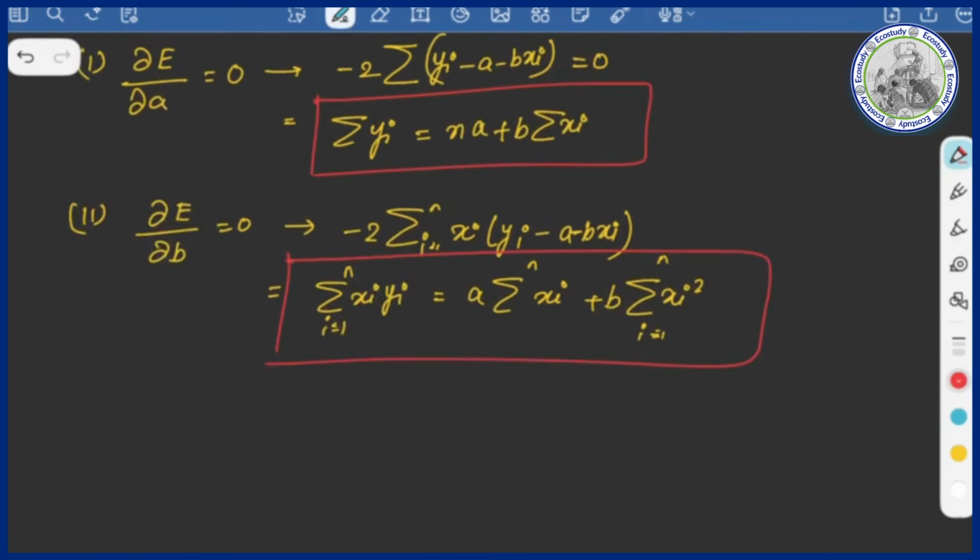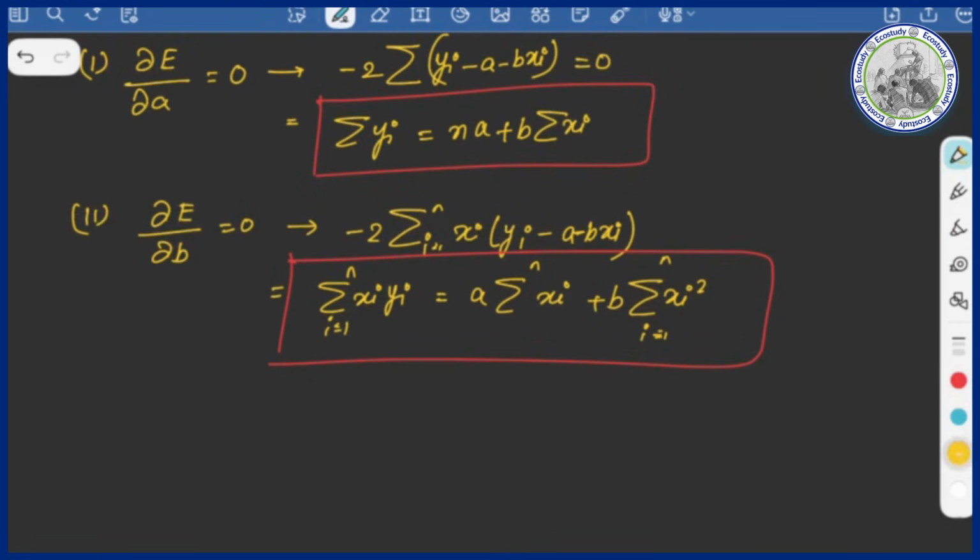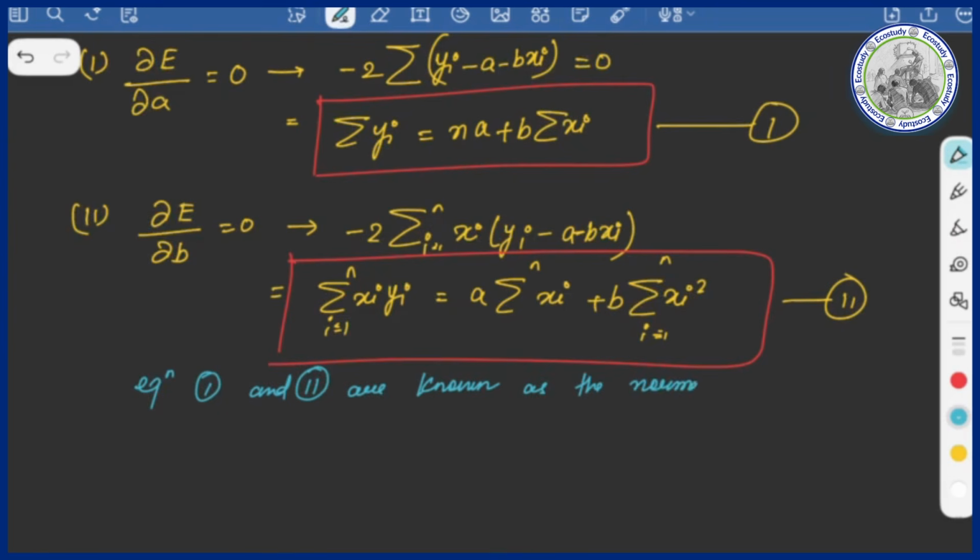Now what do these equations do? Let me give them numbers 1 and 2. Equations 1 and 2 are known as the normal equations for estimating a and b. And all these values, sigma xi, sigma xi squared, sigma yi, you will estimate using the data that is available to you.